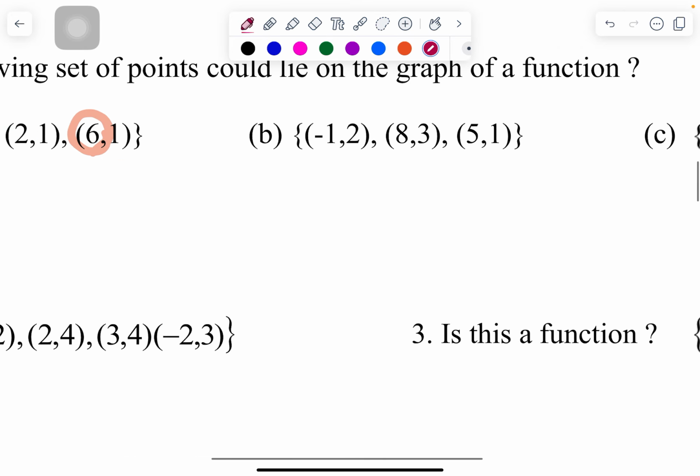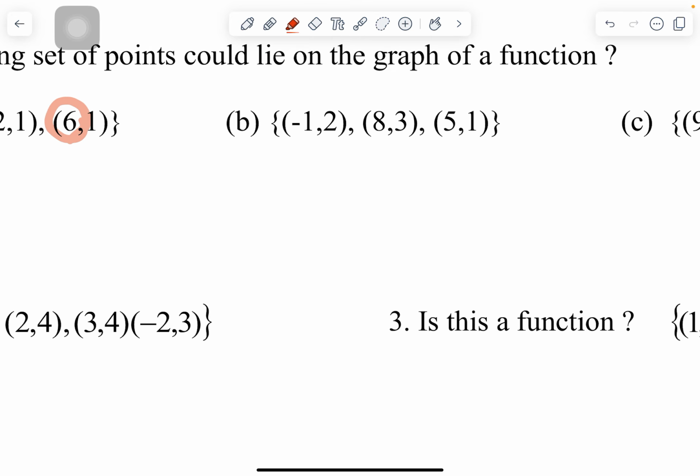So then looking at part B here, I'm going to take a look at my x values. So I've got -1, I've got 8, I've got 5. None of those repeated. So absolutely, these points could lie on the graph of a function. I'm going to say yes.